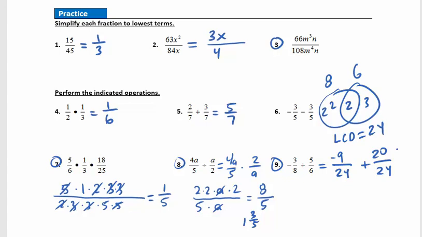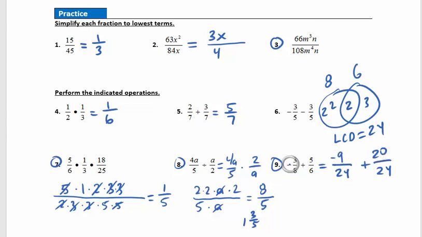Now, I want to bring your attention to this idea right here. Notice this negative sign was out in front of the fraction, and I moved it to the numerator of the fraction. It's the same thing whether I write the negative here or here, but there's an advantage when I write it here, because now my denominators are both positive 24, and it's easy to see that in this numerator I'm going to be adding a negative 9 and a positive 20 together.